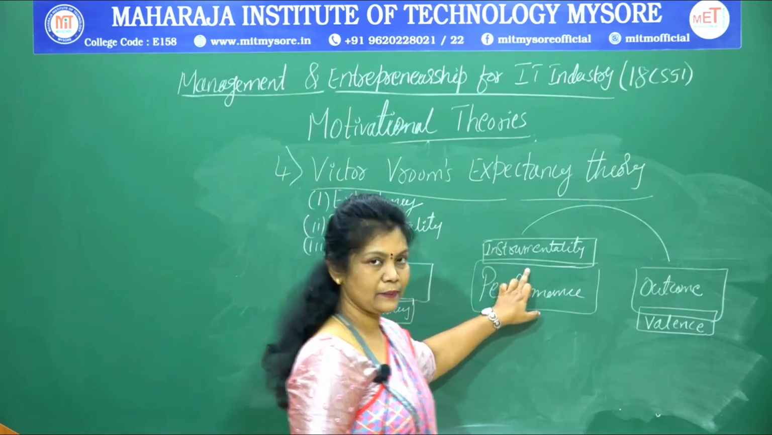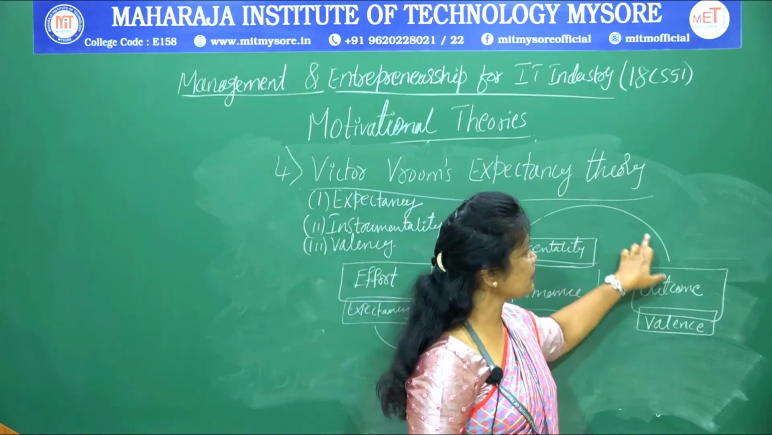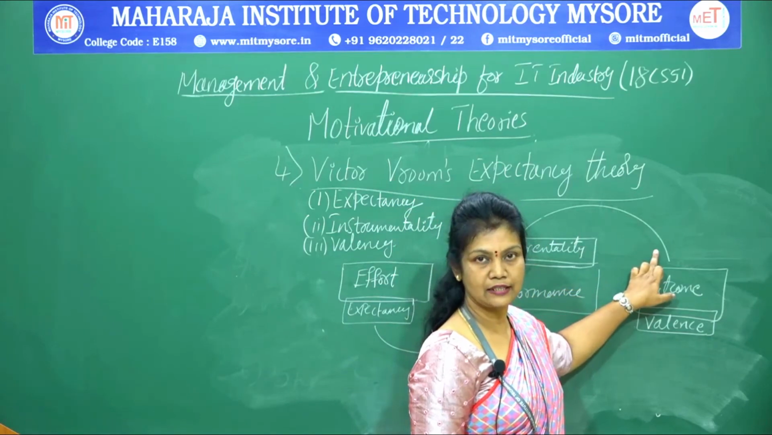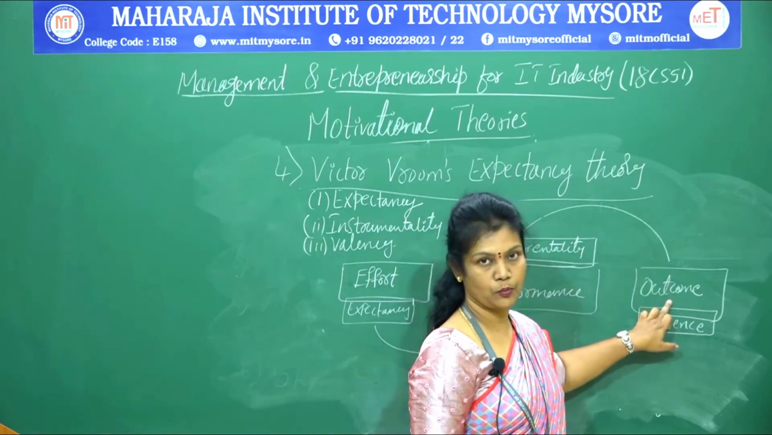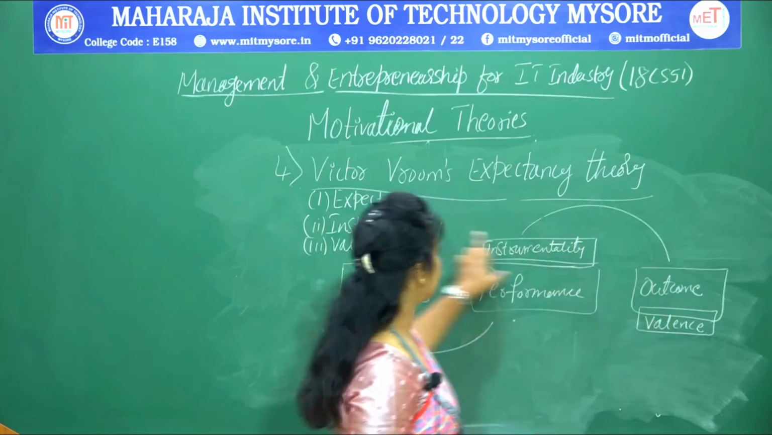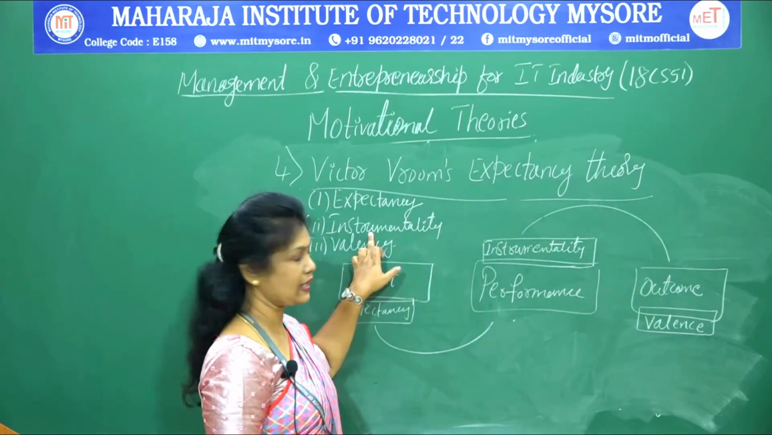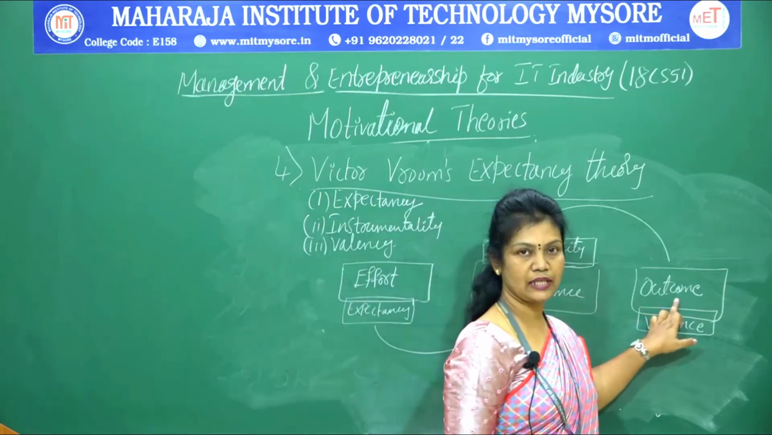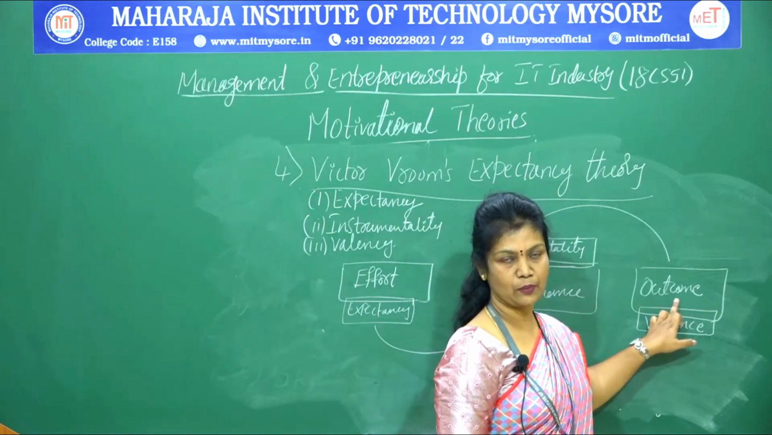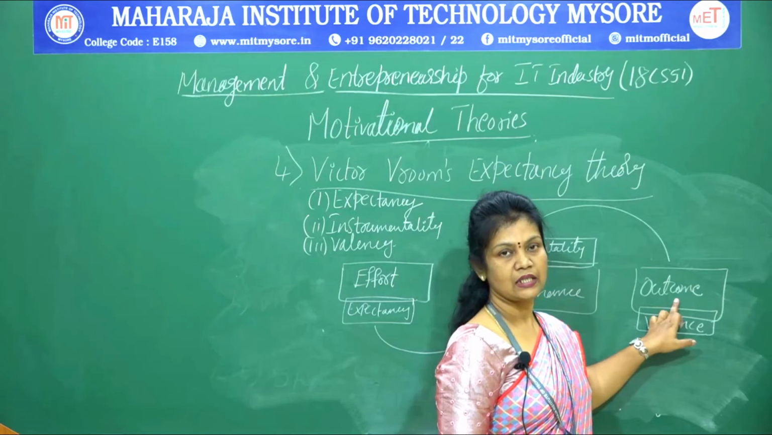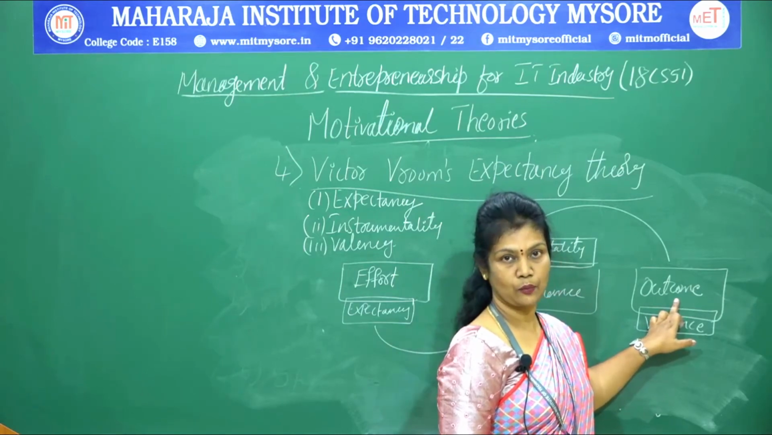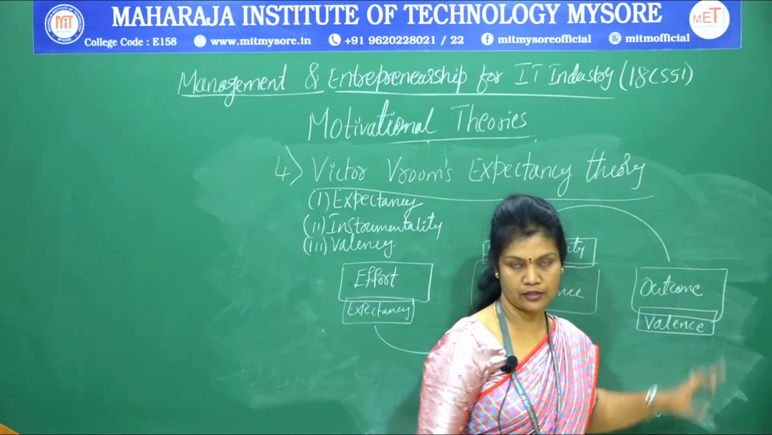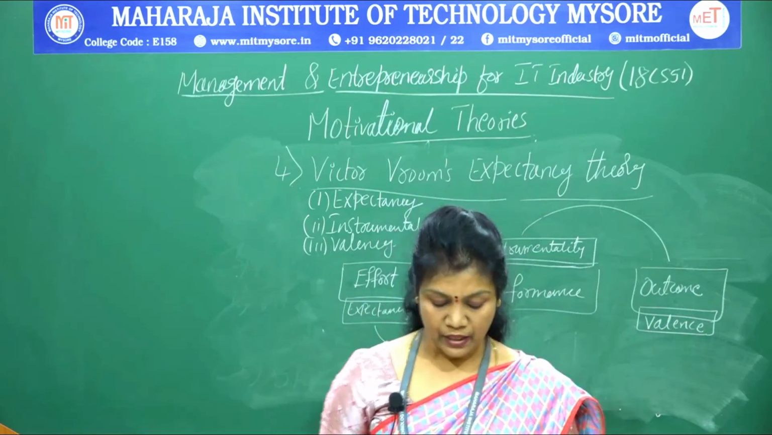If I perform well, then is it possible for me to get the required output, right? So this is nothing but the instrumentality. Then what is valence? Valence is whatever output has been obtained by any of the employees in the organization, does it have value for them or not, right? So what does it mean?